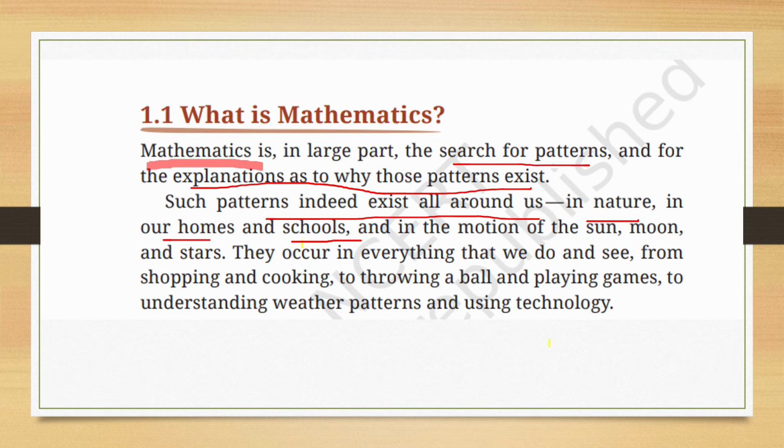You can also see patterns in the motion of the sun, moon and stars. The sun rises in the east and sets in the west each day. Similarly, the phases of the moon go from new moon to full moon and then back. It is a pattern. Then the position of the sun in the sky changes throughout the day, affecting the length of shadows. It is also a pattern.